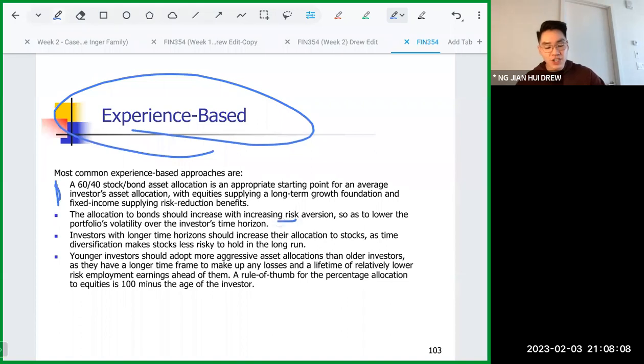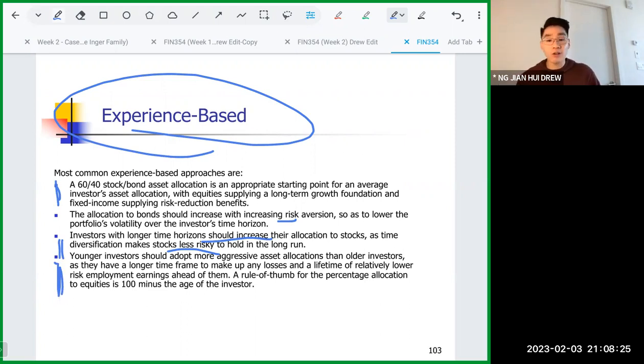Depending on the risk aversion, you should increase the allocation to bonds. Investors who have a longer time horizon can take on more risky assets. A younger investor should be more aggressive, and older investors should be less aggressive. So these are more like market-based kinds of experience, right?